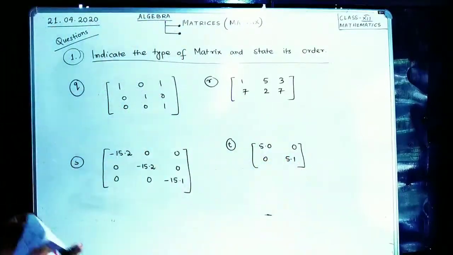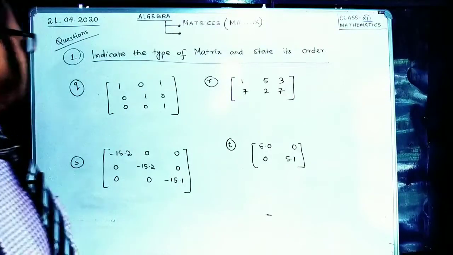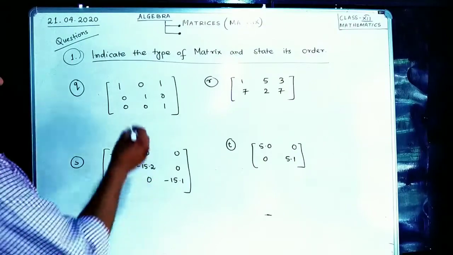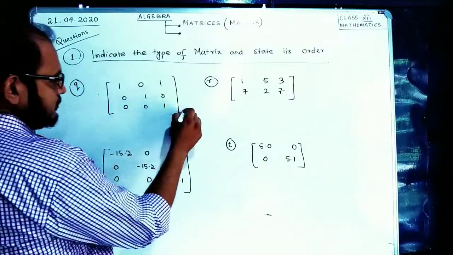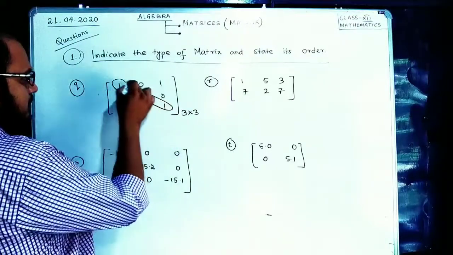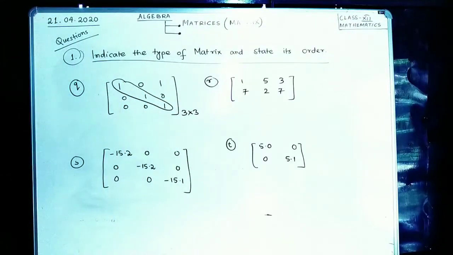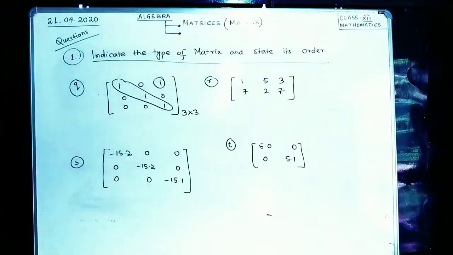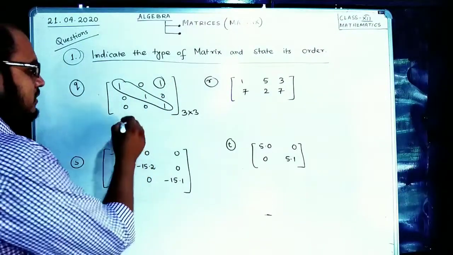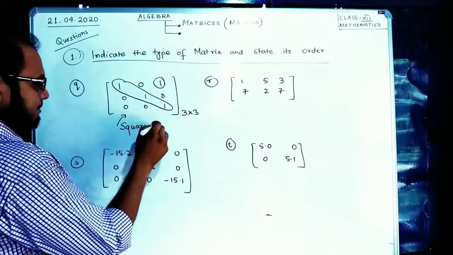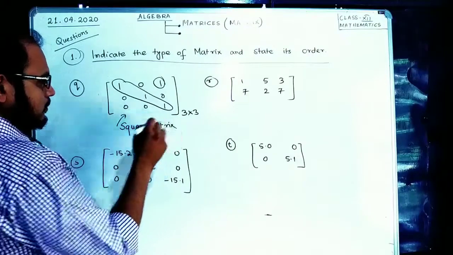Okay, that concludes the question session. Look at question number Q. Obviously a square matrix of order 3 by 3, this is the diagonal of this matrix. Are the off diagonal elements 0? No, because this is existing, so it cannot be a diagonal matrix. It is rather a simple square matrix of order 3 by 3.